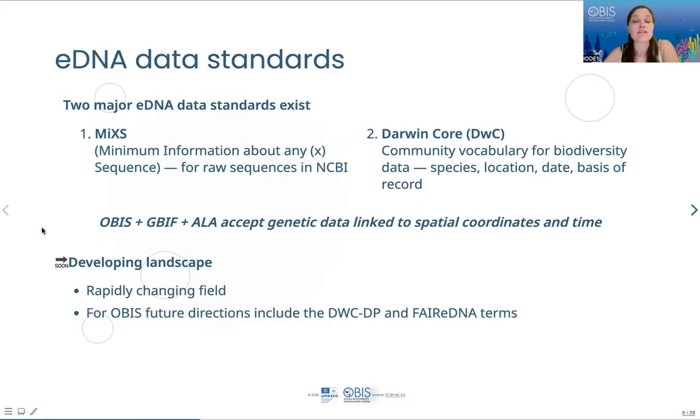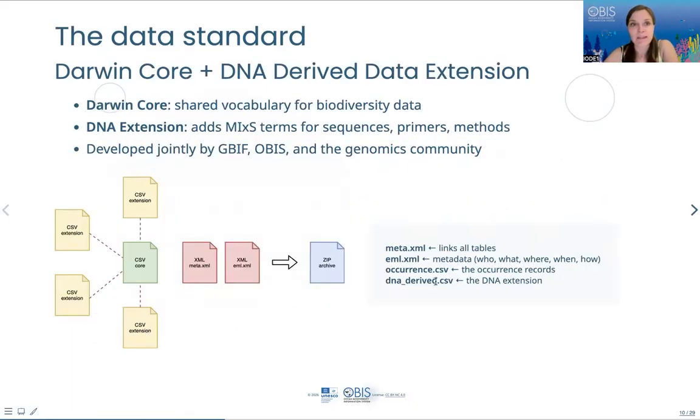However, in terms of the data standards, it's a rapidly changing field, as you have seen. We have the FAIR eDNA terms that are being developed or have been developed, and also Darwin Core. We currently use something called the Darwin Core archive, but we will soon have the Darwin Core data package, which will also simplify how eDNA data is shared. However, at the moment, the Darwin Core archive is what we use. And basically, it looks like this.